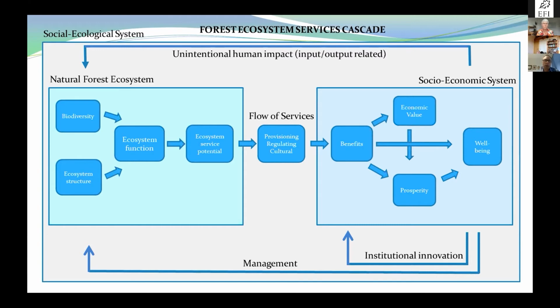What can also happen is that the socioeconomic system creates unintentional human impacts. That can be internal human impacts on the social system, for example creating inequalities, but it can also be unintentional human impacts on the natural system. You see this back arrow here. It can be input or output related. Input related means taking too many resources, so that there's a scarcity of resources. It can also be output related, meaning emissions creating climate change or other disturbances in the natural system.